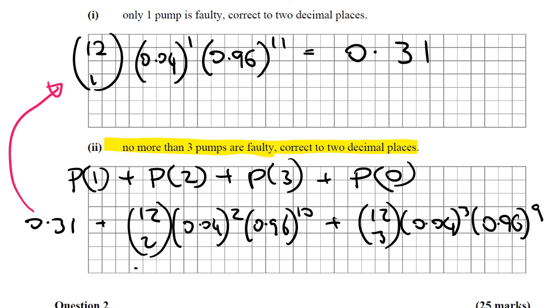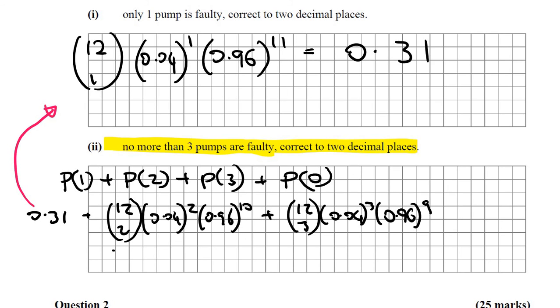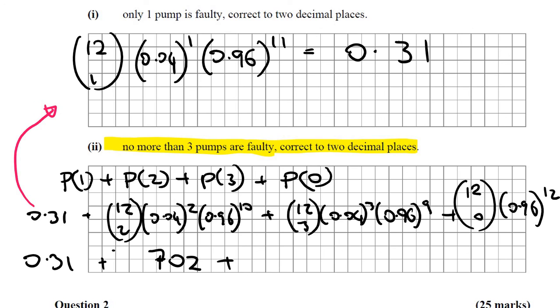And we just need to add on then the probability of none of them being faulty, which is 12C0 times 0.96 to the power of 12, just not including the 0.04 to the 0 there because that is the number 1. So that gives us 0.31 plus 0.0702, plus 0.0097, and the last one then is plus 0.613.